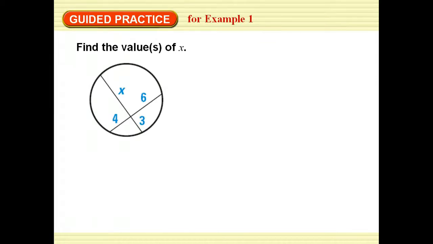So here's a little problem for you to try. We come out with x equal 8. Now how did I get that? I said the two parts of one, 3 times x, is equal to the product of the parts of the other one, 4 times 6. So 3x is 24. That gives me an x of 8.